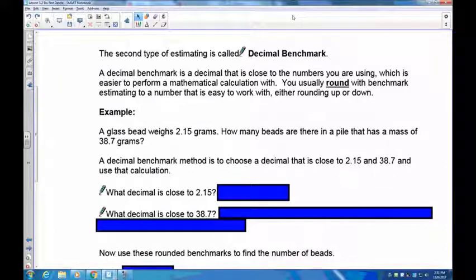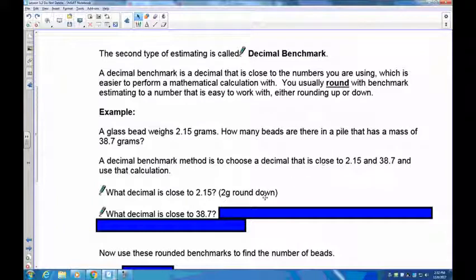So here's an example. A glass bead weighs 2 and 15 hundredths of a gram. How many beads are there in a pile that has a mass of 38 and 7/10 grams? So the decimal benchmark I've got to do here is I've got to make something close to 2 and something close to 38 so that I can do the math very closely. So the decimal very close to 2, I'm going to choose 2. I'm just going to round it off to 2 because 2 and 15 hundredths is very close to 2.